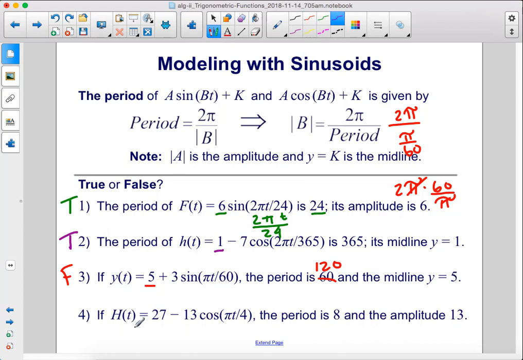Therefore, 3 is false, although the midline is 5. All right, and finally, here's the function. The period's 8, amplitude's 13. The amplitude is this constant a right in front of the cosine function right here, so that is true.